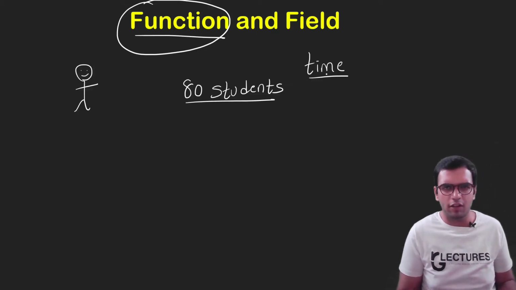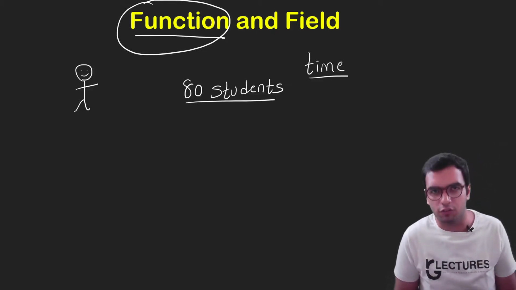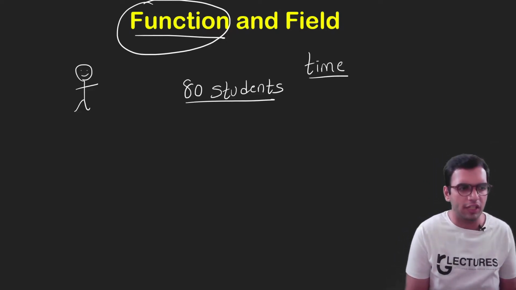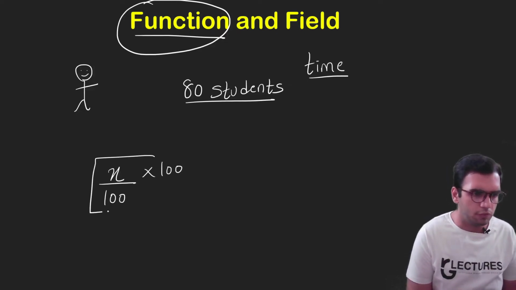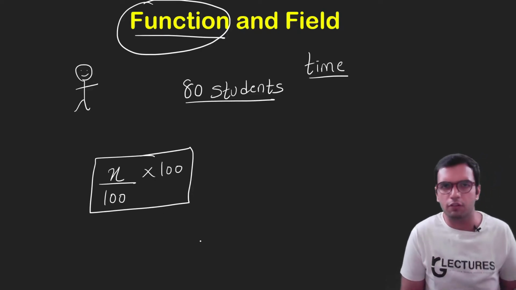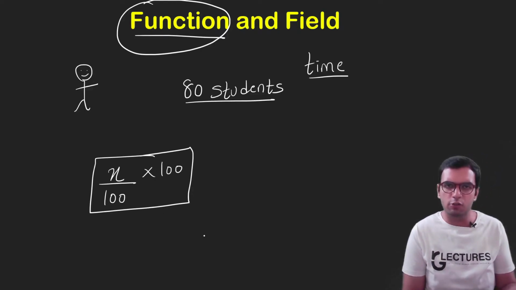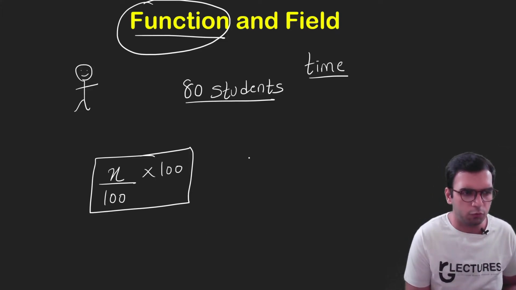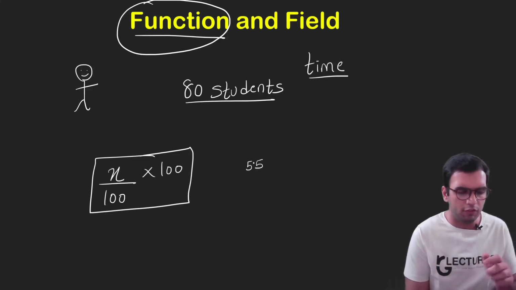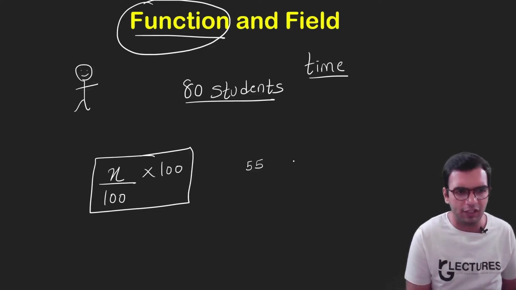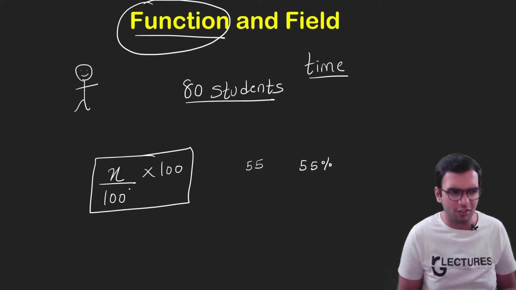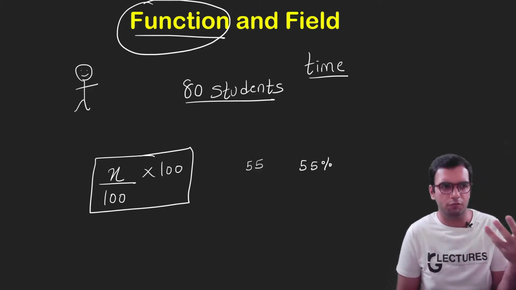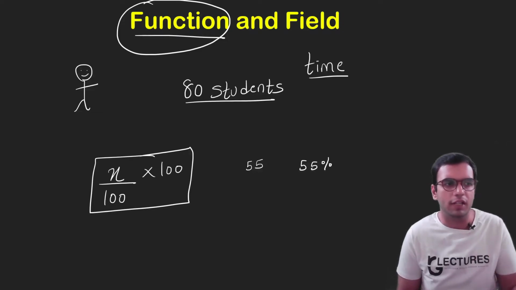So in my scientific calculator, I will create a function. It gives me an option to create a function. So suppose my function is x divided by 100 multiplied by 100. Once the function is created, I just have to put the values and I will get the answer. For example, if a student has scored 55 marks, I will just put 55 in that function and I will get the result as 55%, right? Because 100 eventually gets cancelled. This was just a basic example to explain to you the meaning of the function.